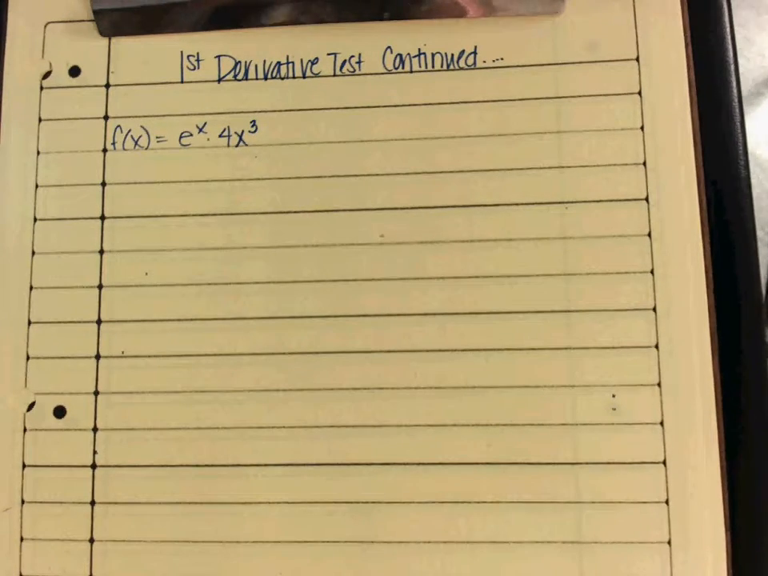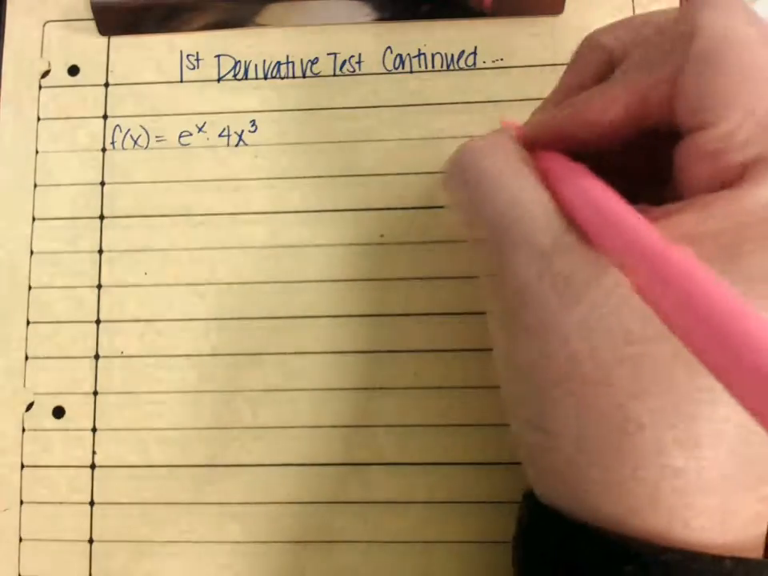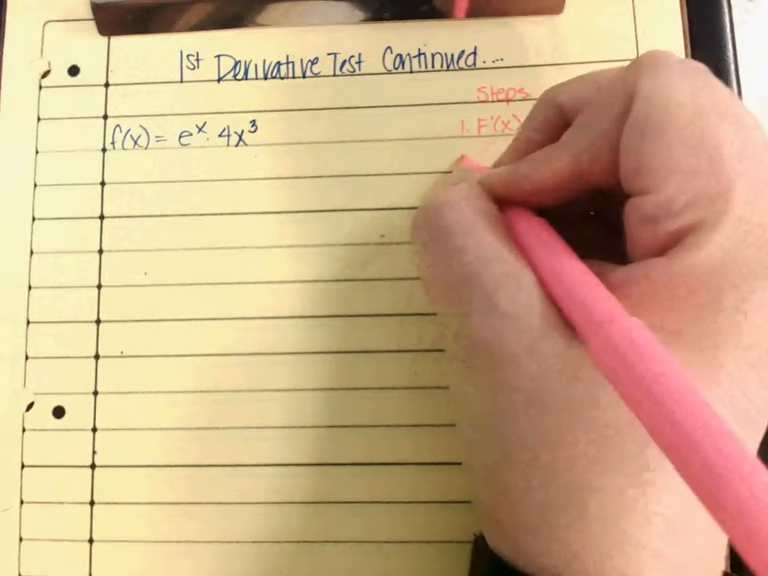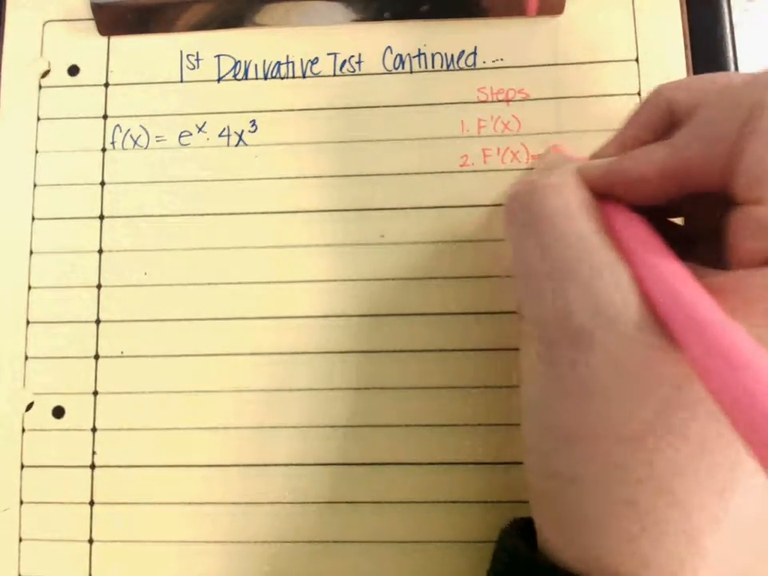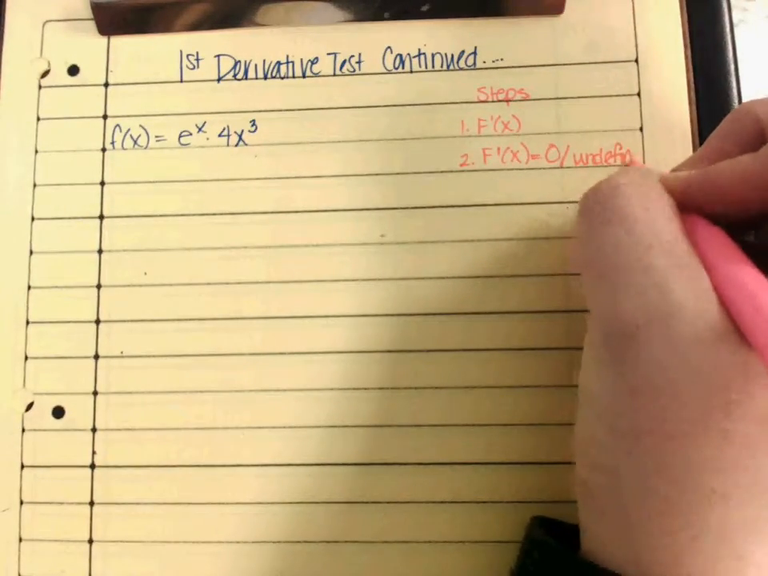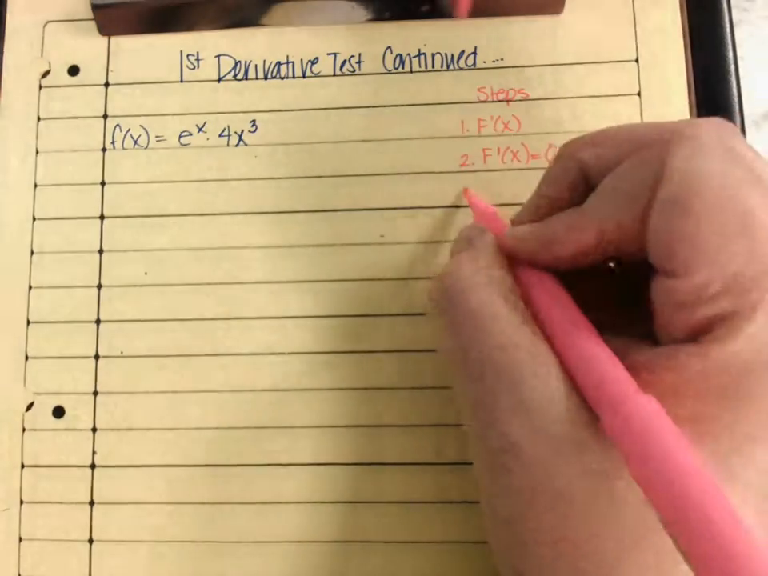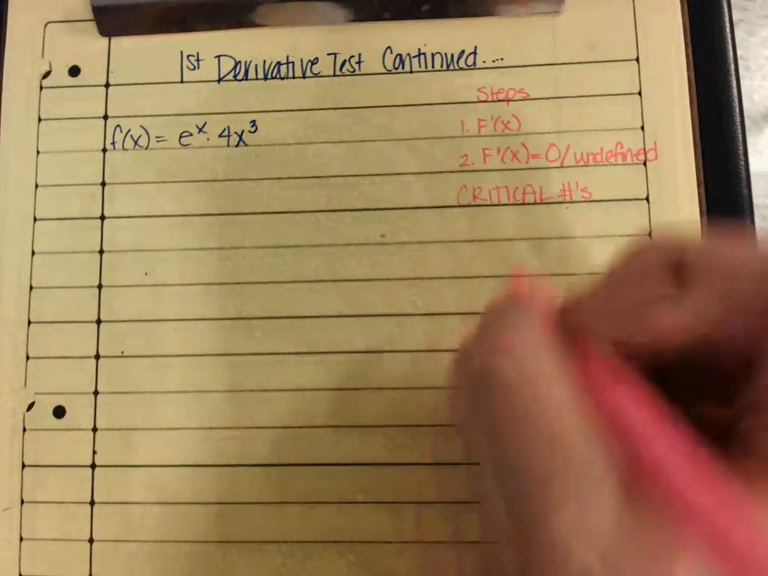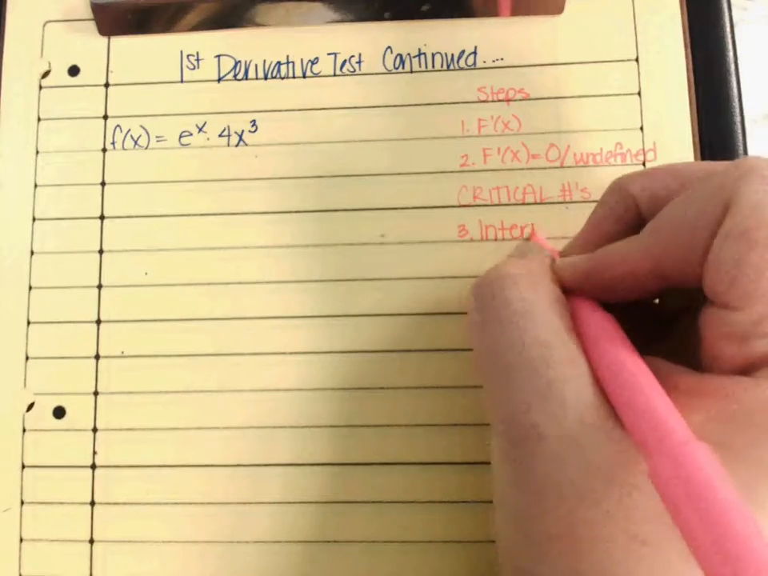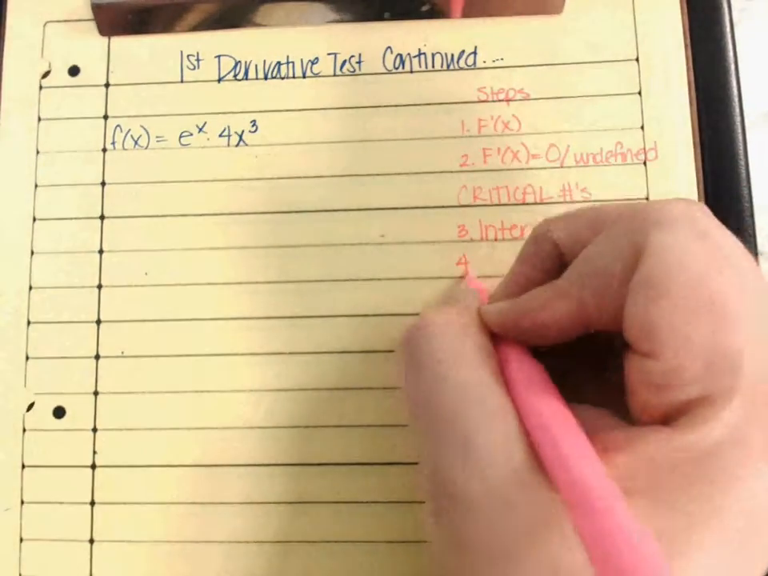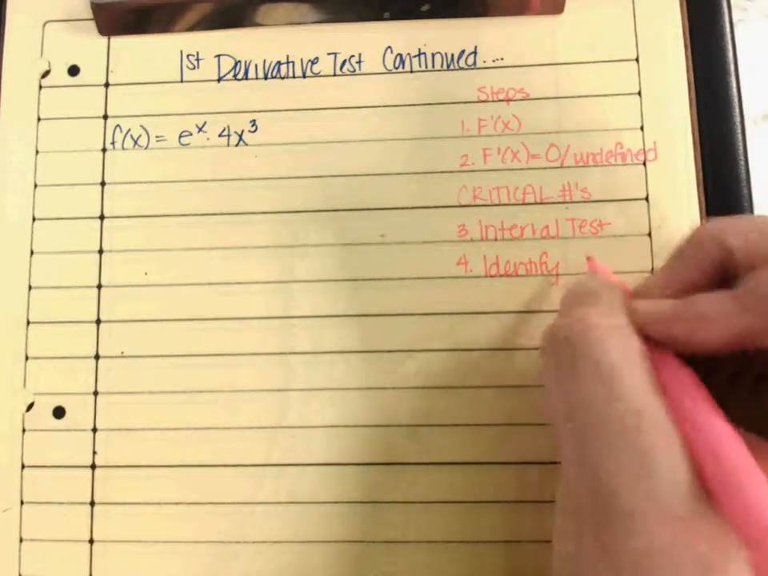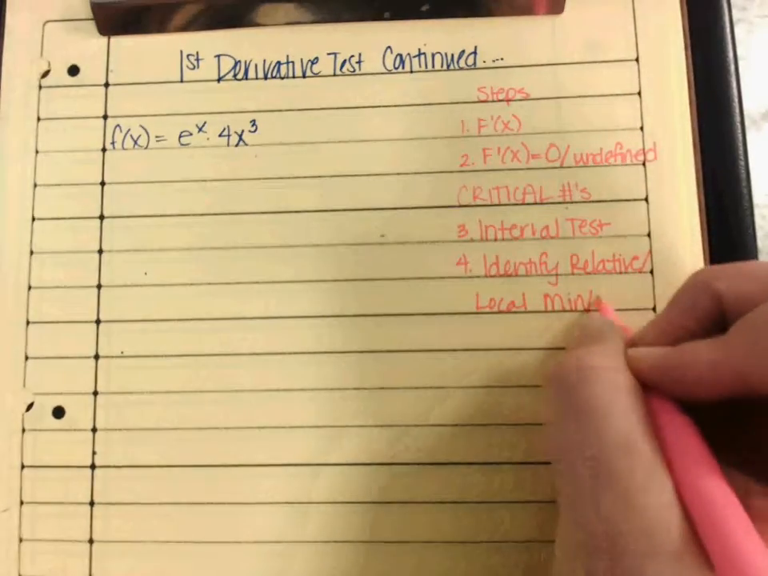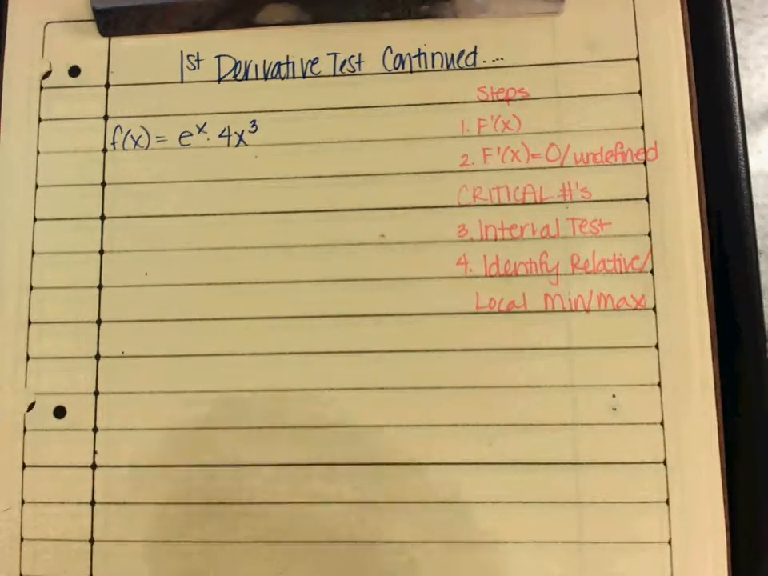Okay, so are you ready? What do we do first? I'm going to write little steps over here in case you forgot. You're going to find f prime of x. You are going to set f prime of x equal to 0 or undefined. What are those points that you find called? Critical numbers, very good. Those critical numbers are important because they go on the number line for your interval test. And then after your interval test, you're going to identify your relative or local min and max values.